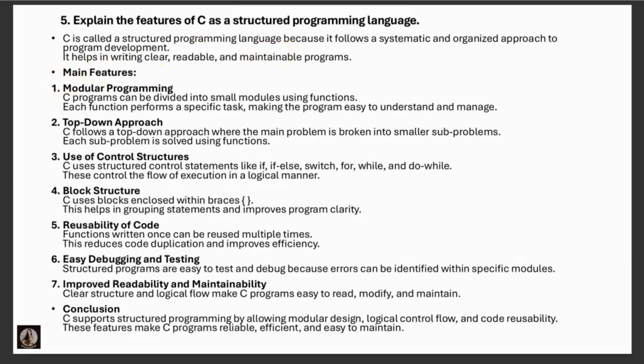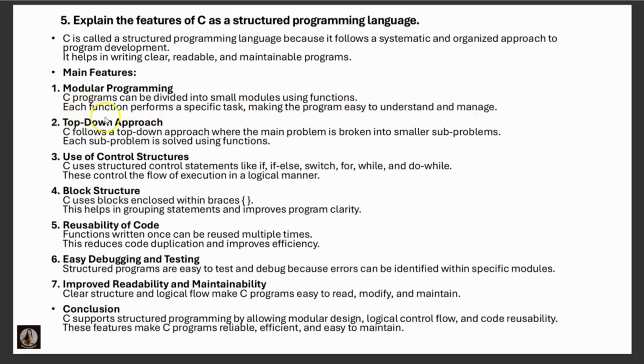Clear? The main features of C program are modular programming. A C program can be divided into small modules using functions, and each function performs a specific task, making the program easy to understand and manage. Here, the program is divided into small modules using functions, and each function performs its own specific task, making the program easy to understand and manageable.